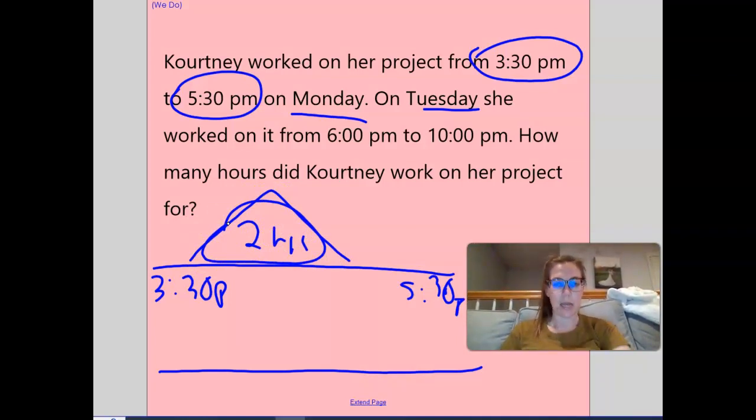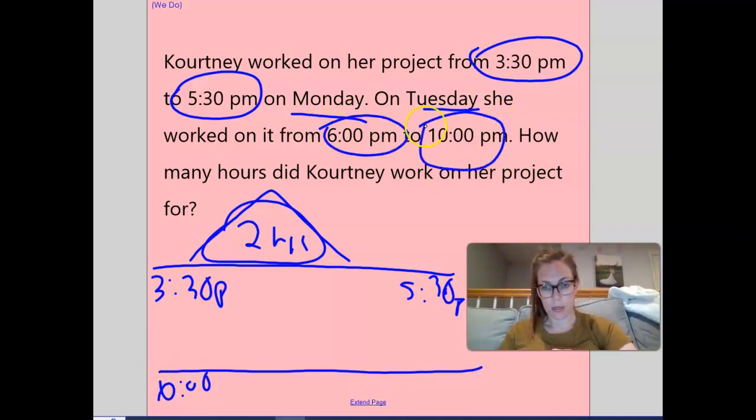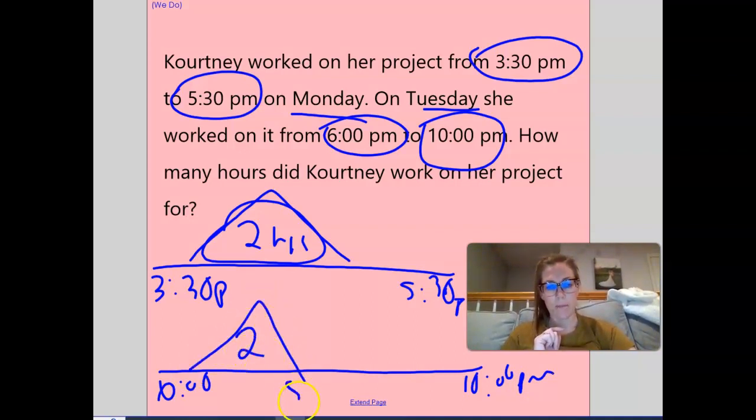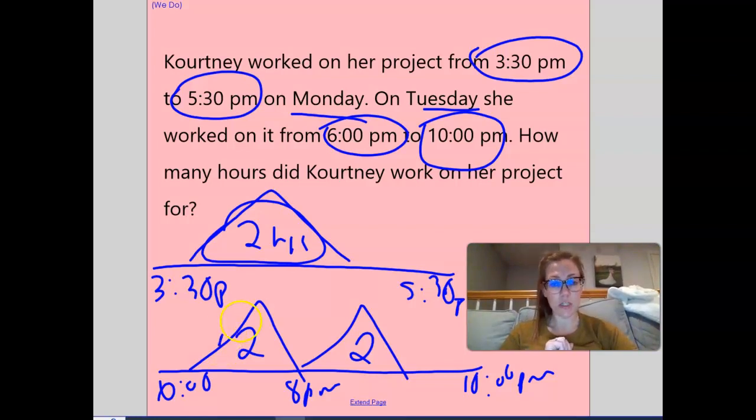Now let's do the second time. On Tuesday, what's our start time? Good, 6 o'clock p.m. And our end time, 10 o'clock p.m. Okay, and so 6 to 10. How many hours would that be? 6, 7, 8, 9, 10, or just to jump to 2 would be 8 p.m. and 8 p.m. plus 2 more could be 10 p.m. So the second time she worked on a project, how many hours total did she work on it for?